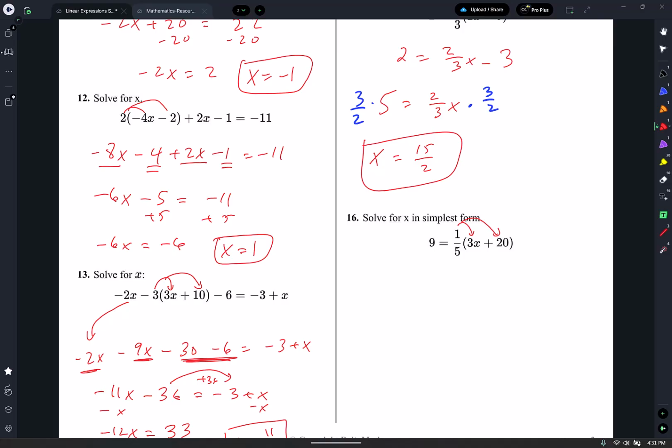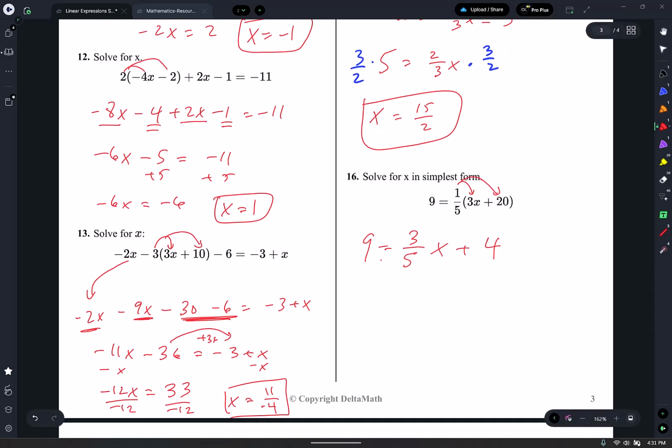Oh yeah. Remind me. All right, 9 equals 3/5 x plus, and then 5 goes into 20 4 times. I don't see any issues right there. You know what? Maybe it would have been easier if I would have multiplied by 5. Oh well, too bad. Minus 4 minus 4. 9 minus 4 is 5.